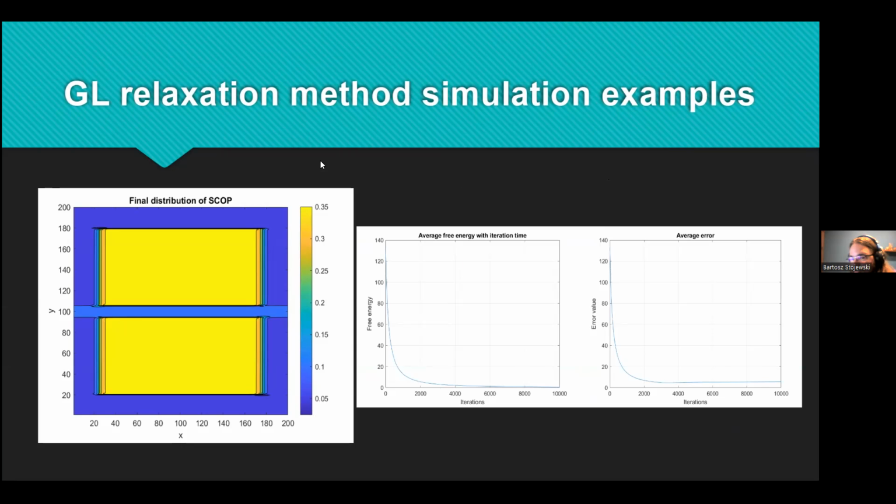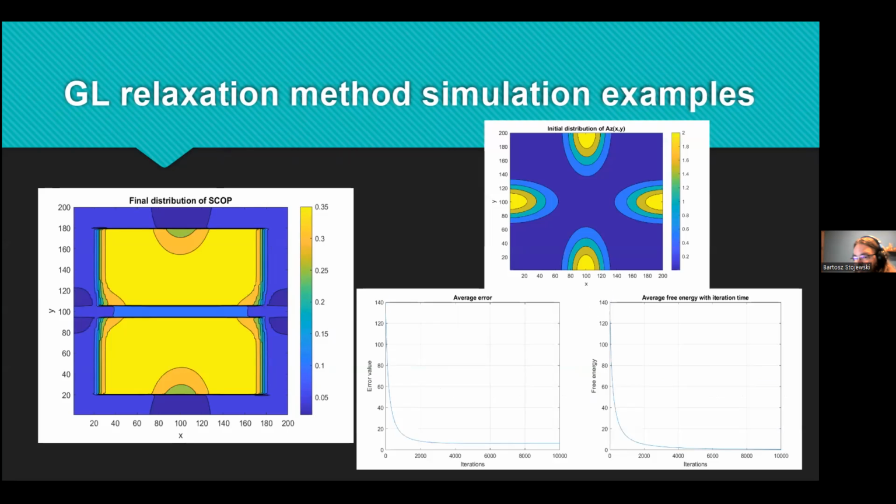Next, this example is simulated without the presence of vector potential. The vector potential, however, is introduced in this case. It is shown on the graphics, on the top right graphics, and the result is on the left graphics.